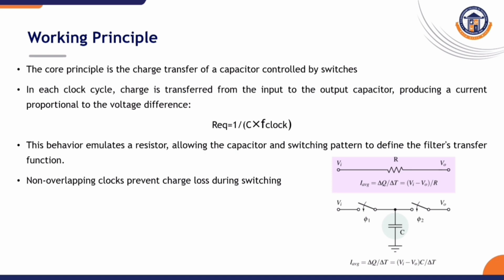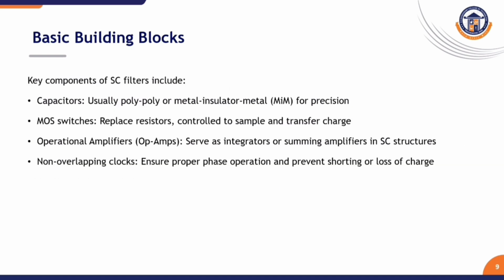The next one is the building blocks of switched capacitor filters. They mainly consist of precision capacitors, MOS switches, operational amplifiers and non-overlapping clock generators. The capacitors are usually polysilicon or metal insulator metal for high precision. The MOS switches replace the resistors, and are controlled to sample and transfer the charge. The operational amplifiers serve as integrators or summing amplifiers in the switched capacitor structures. Non-overlapping clocks ensure proper phase operation and prevent shorting or loss of charge.